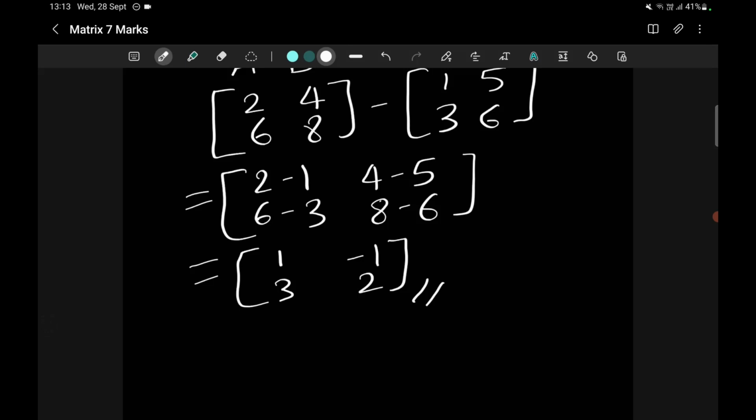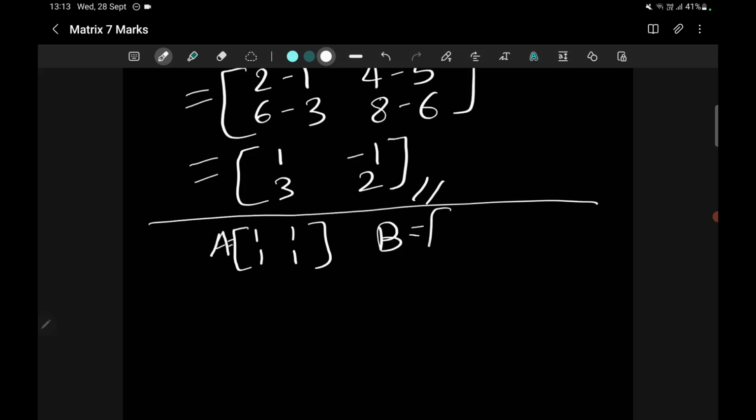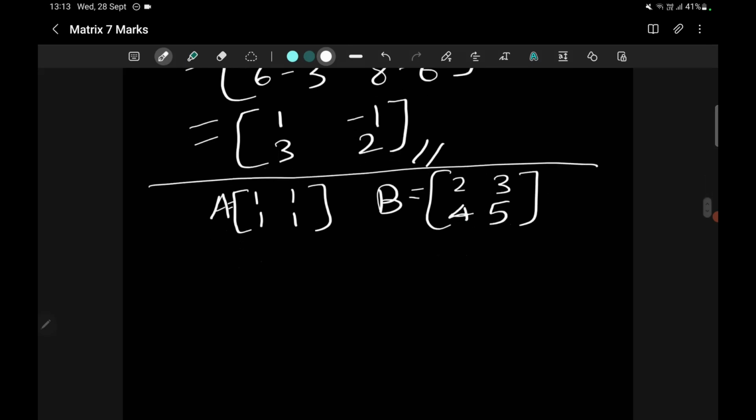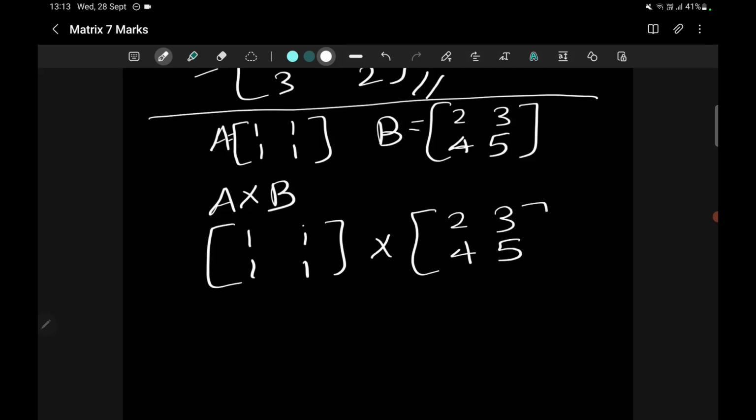Now let's see one example for multiplication. A will be 1, 1, 1, 1 and B will be 2, 3, 4 and 5. Let's write the two matrices. 1, 1, 1, 1 multiplied by 2, 3, 4, 5.